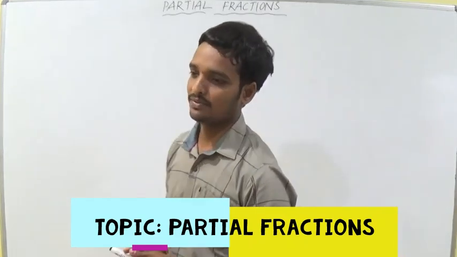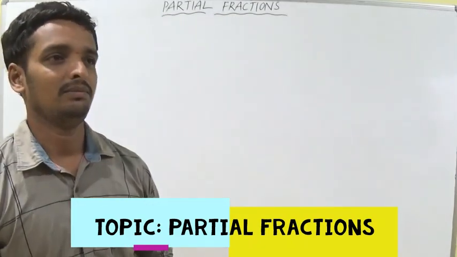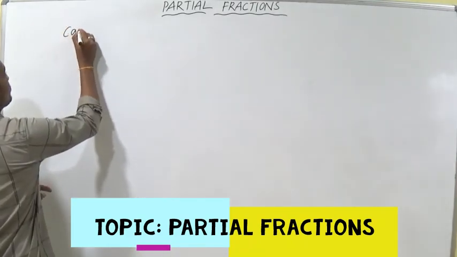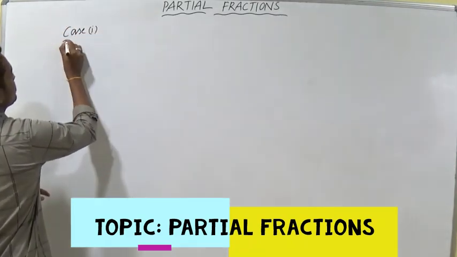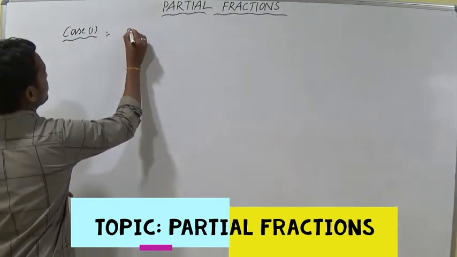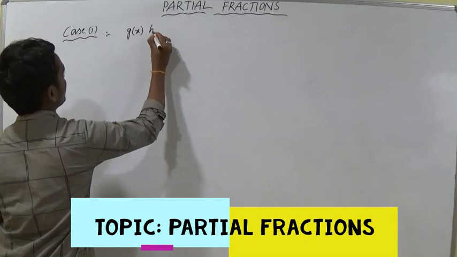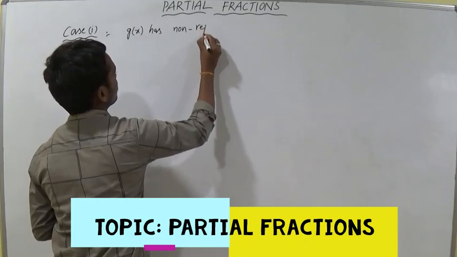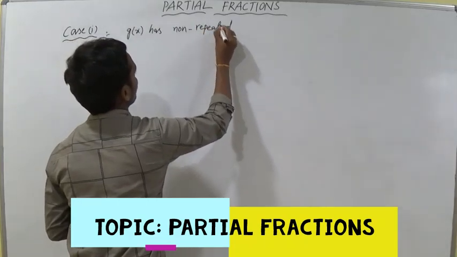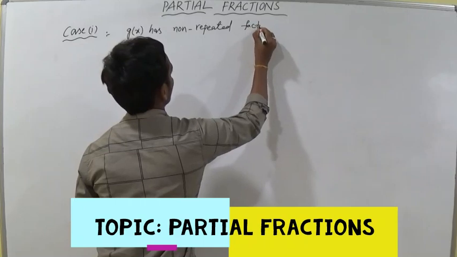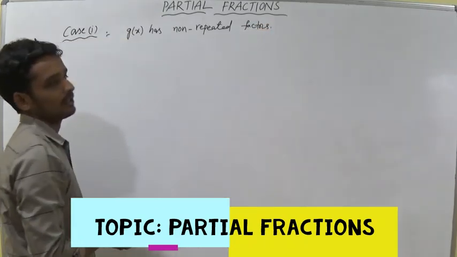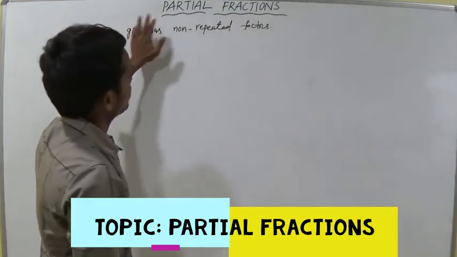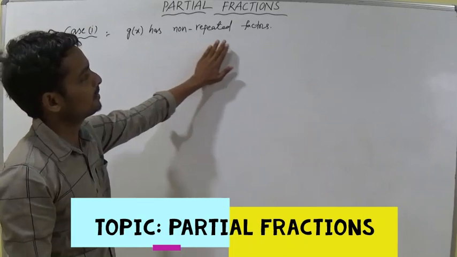In the types of partial fractions, case 1 is what we have already discussed. We are discussing the problems in case 1. What is case 1? The denominator g of x has non-repeated factors. Am I right? So case 1, the types of partial fractions: g of x has non-repeated factors.